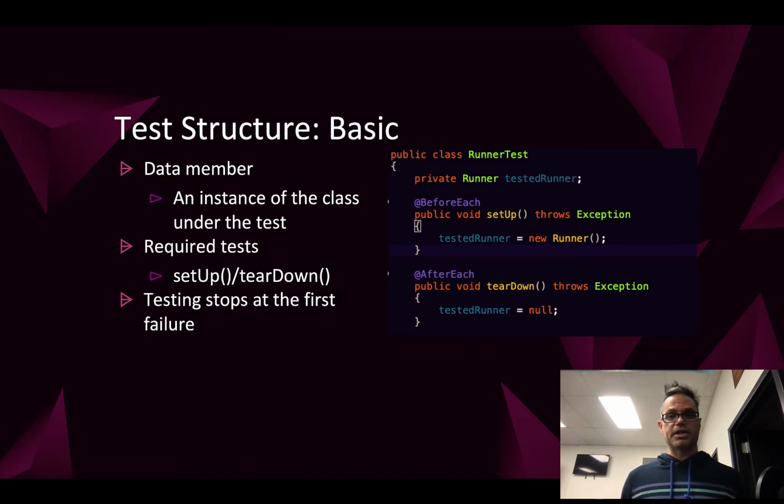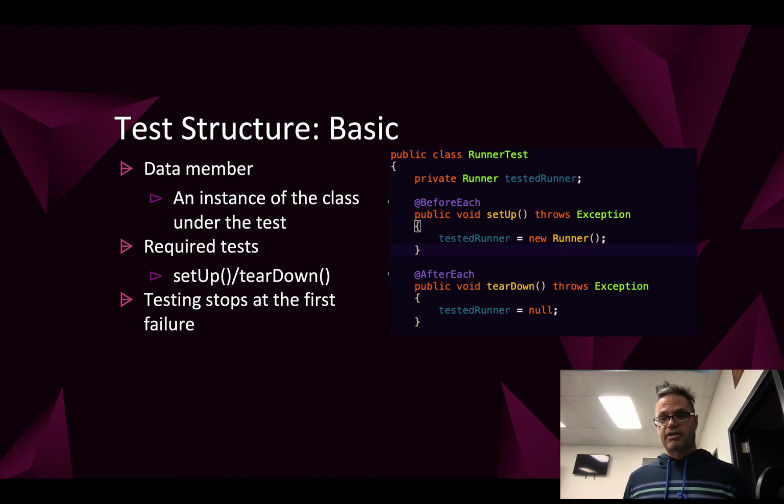Let's go to a quick example of a really basic test. So this is the runner test, testing obviously the runner, trying to make things as easy and as simple to look at as we do that. The first thing we have to do is have a data member of the class that we're working with. In this case, it's a private Runner called testedRunner. Again, we try to use good naming conventions on everything we do with the students as well, so the students can see that we are also modeling that proper behavior when we're writing our code.